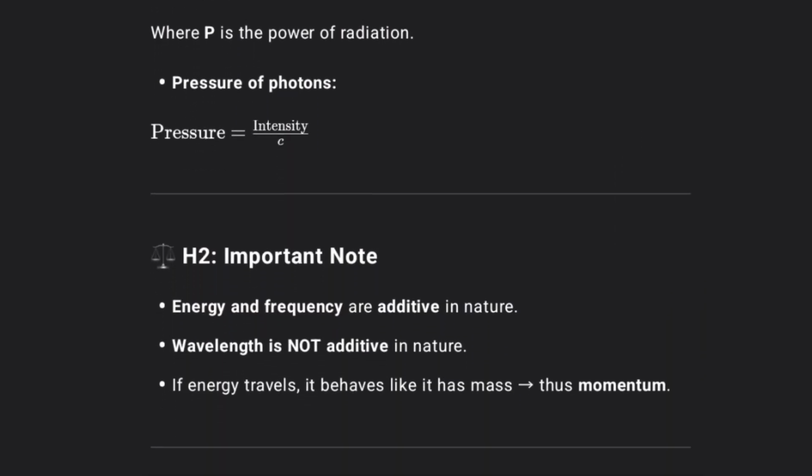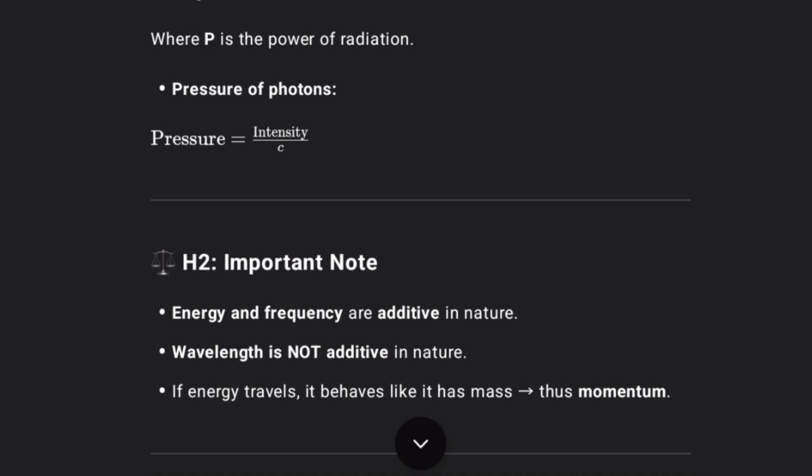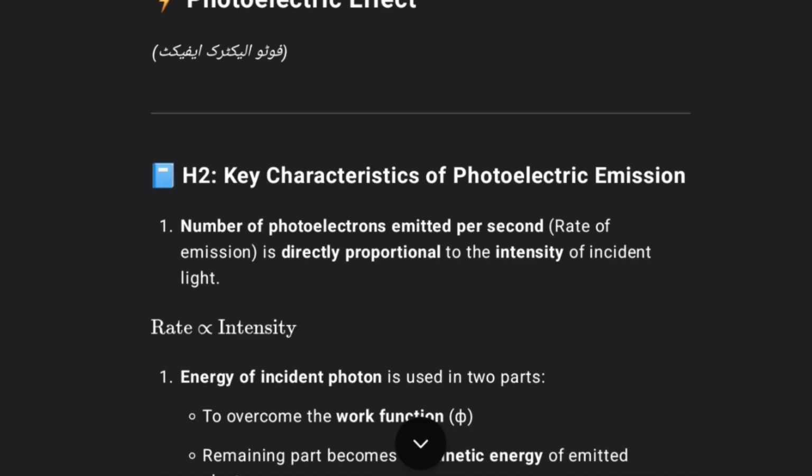Important note: energy and frequency are additive in nature. Wavelength is not additive in nature. If energy travels, it behaves like it has mass, thus momentum. Now the photoelectric effect. Key characteristics of photoelectric emission.